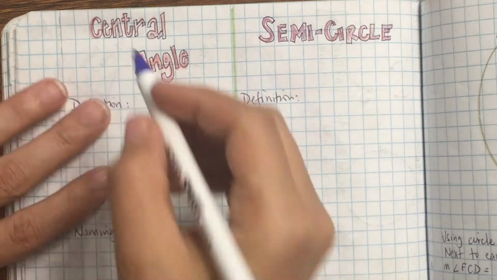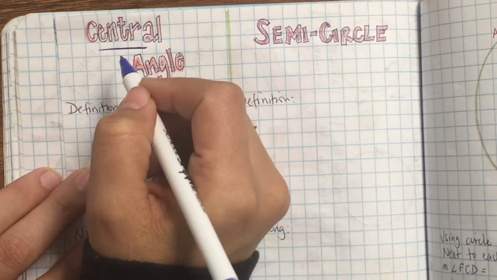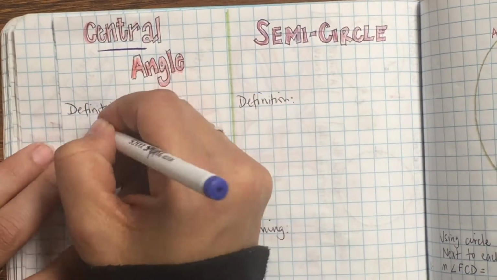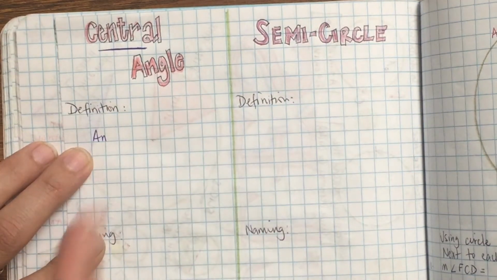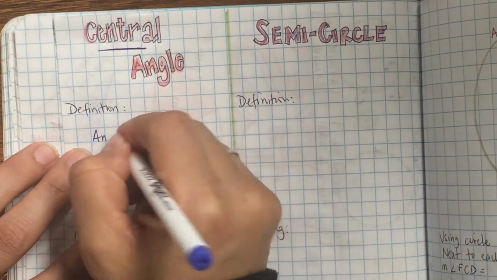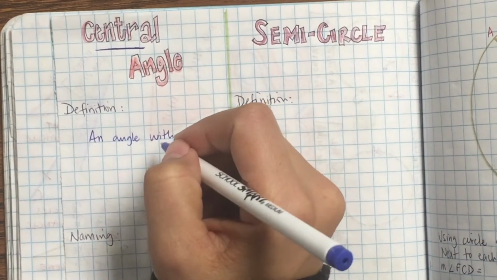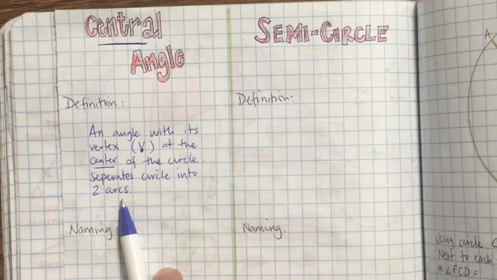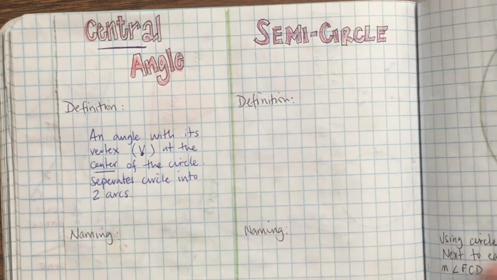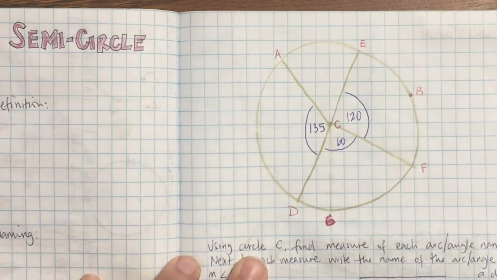Alright, so central angle. Let's take a look at the definition. It's an angle with its vertex, and if you remember from previous notes, the vertex is the point at the bottom of the V. The vertex is at the center of the circle, and it separates the circle into two arcs. So let's take a look at naming the central angle.